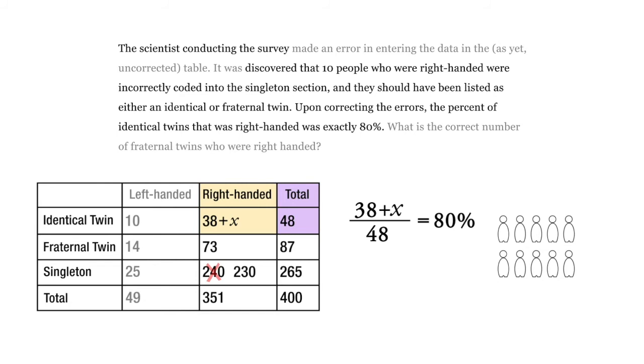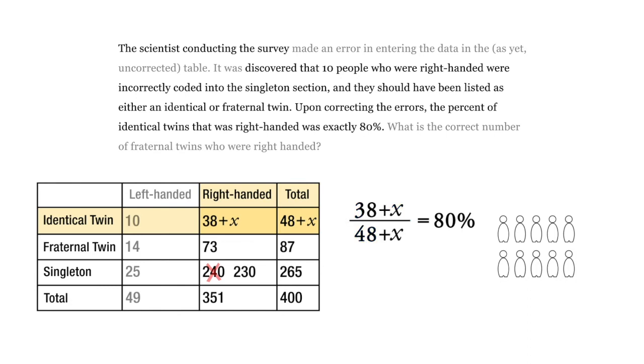However, you would be wrong because not only did we add some number of right-handed people to the identical twins row, but we also need to add that same number to the total. So that 48 now is going to become something higher. Maybe it'll be 5 higher or 7 higher or 3 higher, but it's going to be some number higher, and it's going to be 48 plus x. So now instead of looking for 38 plus x over 48, we actually need to look at 38 plus x over 48 plus x because we have some additional number of identical twins that we had not counted before.